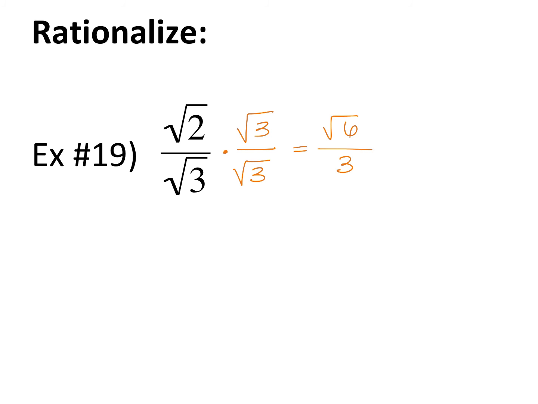Can you divide that? Rad 6 divided by 3. One's a radical, one is not. Don't divide, okay? If they're both radicals, then yes, divide them. But if one is and one isn't, then you can't, and you are done. Okay?